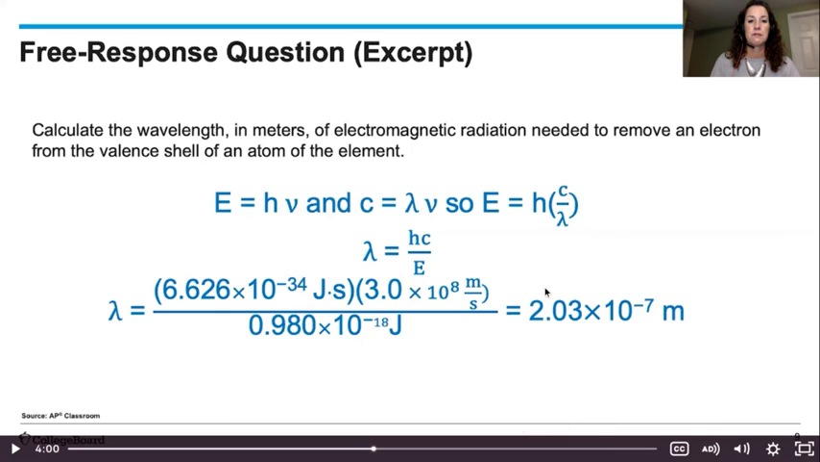You'll notice that for sig figs, our final answer has 3 sig figs. And the reason why it has 3 sig figs is because our energy down here is 3 sig figs: 1, 2, 3. Remember, these two are both constants. We don't take them into consideration for sig figs.